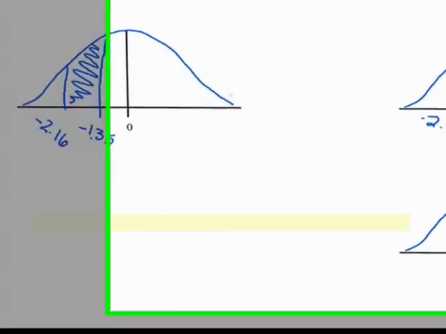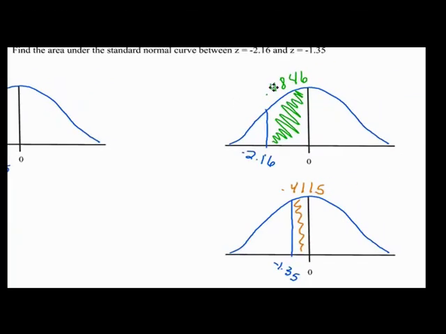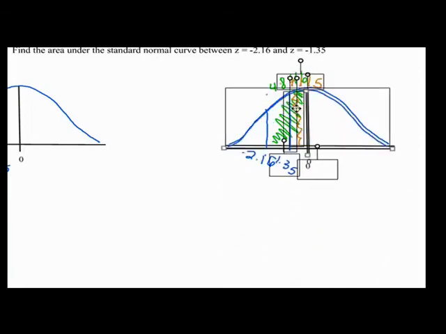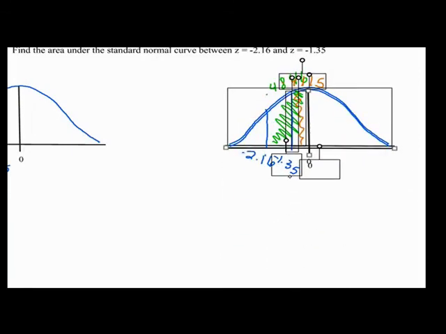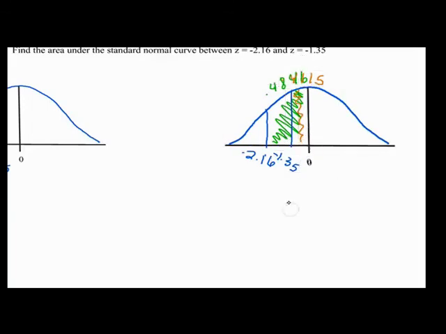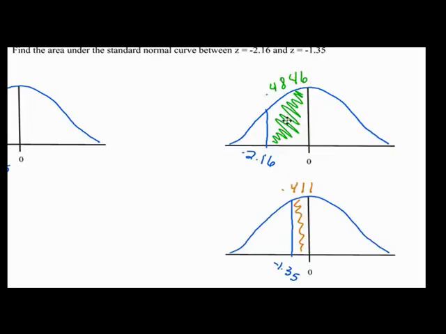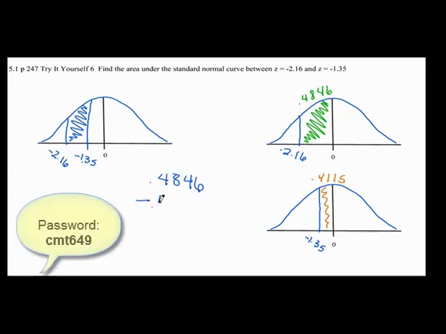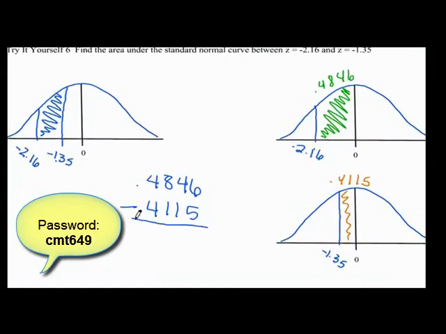What we want is this area here, 0.4846, but we want to take away the area here, 0.4115. So the area that we do want is the green without the orange. We want this right here. So what we're going to do is take the 0.4846 and subtract the 0.4115 to find the area in between. That's going to give the area between the two negatives, or if they were two positives.